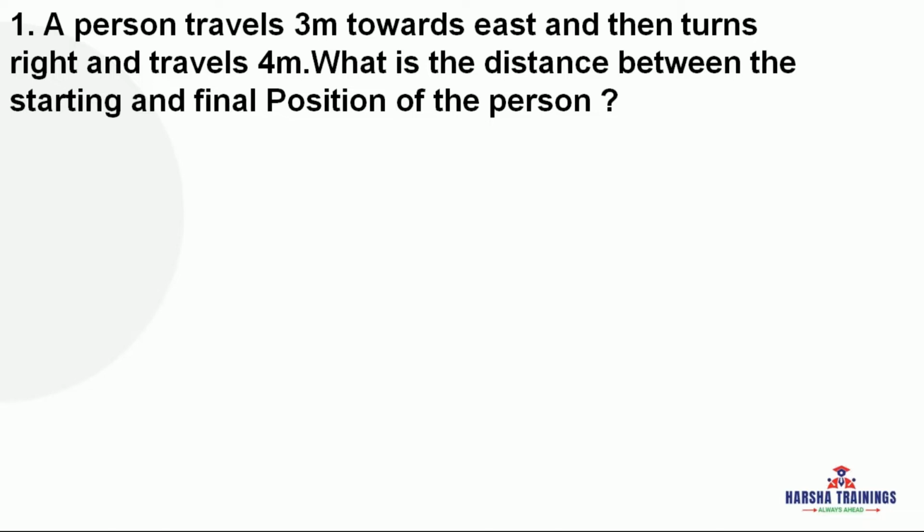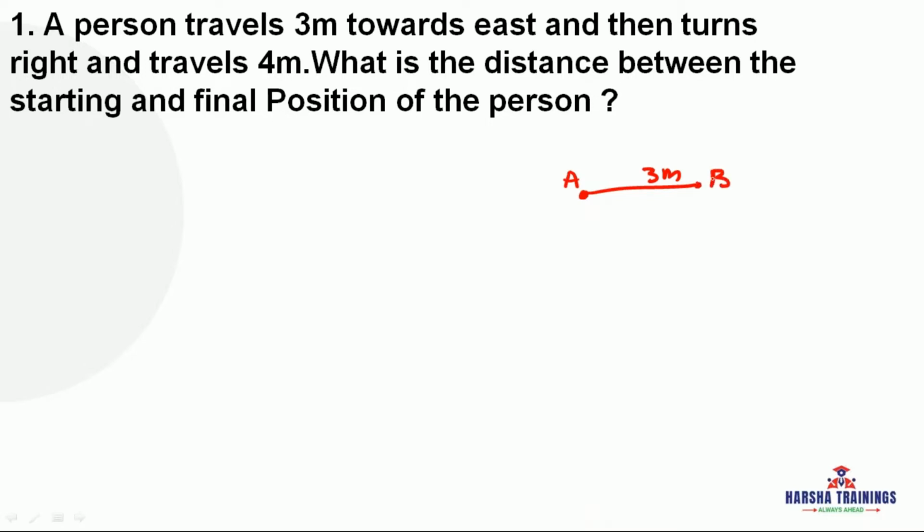Okay, coming to model number 2. A person travels 3 meters towards east and then turns right and travels 4 meters. What is the distance between the starting and final position of the person? Yeah, 5 meters. It's a simple problem, right? For example, a person travels 3 meters east side. So for example, it's a point A and this is a point B.